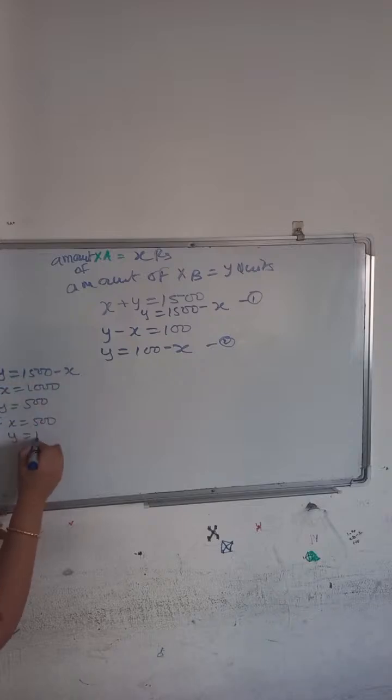1500 minus 500 is nothing but what? 1000. Like that you have to find out. Now suppose if x is equal to 0, then what you will get? y is nothing but 1500.